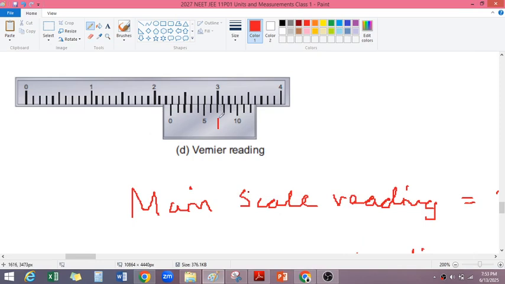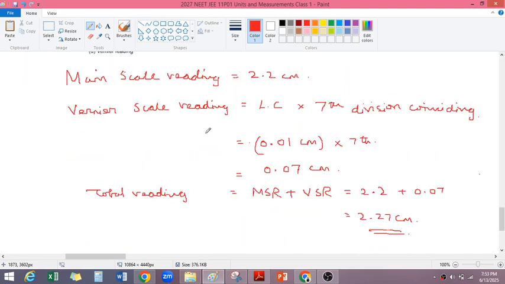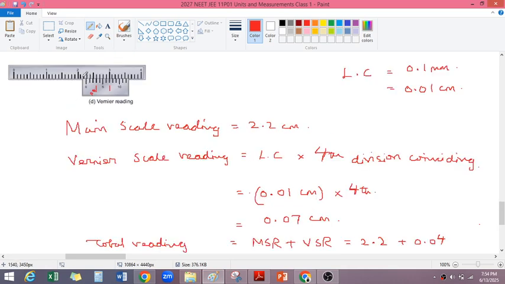So I took this 7th division as the coinciding line. But I think in the book they have taken this as a coinciding line, which also looks correct, right? So this is your 4th division, so again let me correct this. So this is the 4th division then, which means this will become 2.24. So total reading is nothing but MSR plus VSR. What is MSR? Wherever the 0 is crossing. It crossed 2.2 centimeters, so that is my MSR.